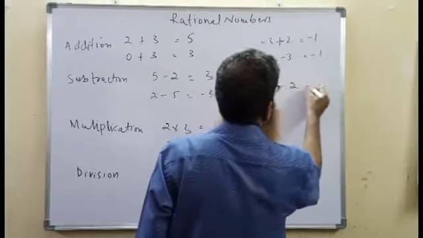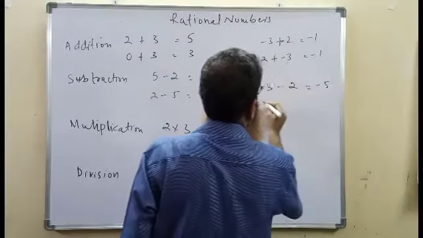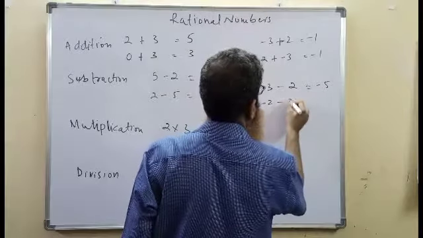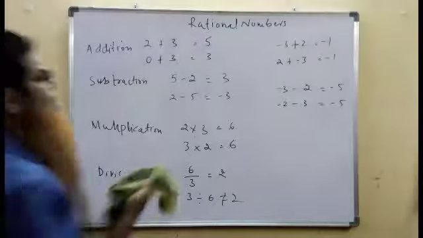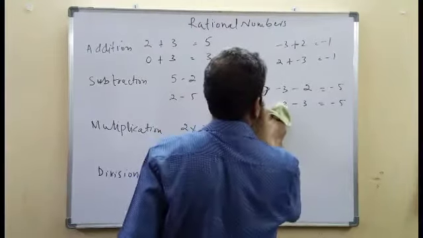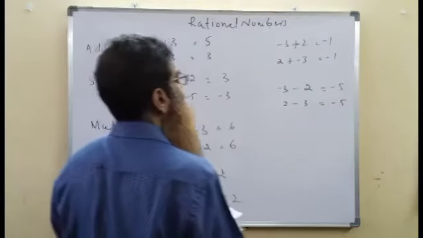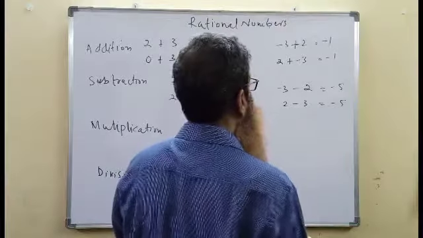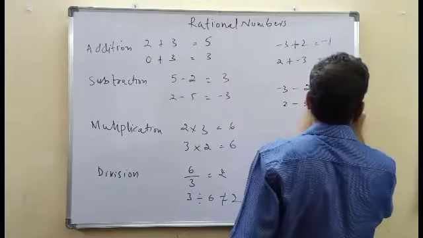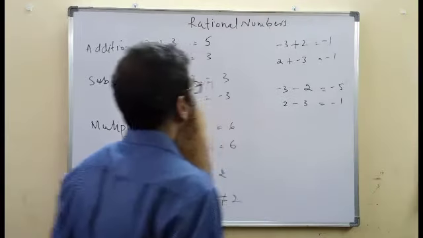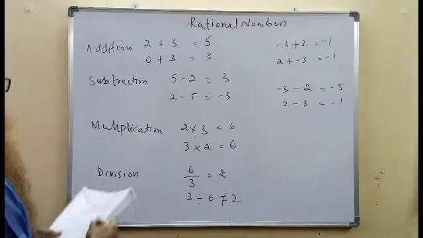Minus 3 minus 2 is equal to minus 5, whereas 2 minus 3 is not equal to minus 5, it is equal to minus 1. So integers are not closed under subtraction.